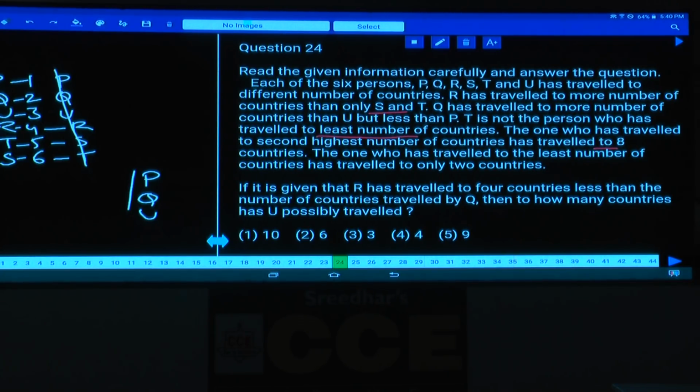Then question number 24, if it is given that R has traveled to 4 countries lesser than the number of countries traveled by Q. R is 4 lesser than Q means R must be 4. Then to how many countries U possibly traveled? U is in between 4 and 8. 4 and 8 possibilities were, that is 4 and 8, hence it is 6, that is choice 2.